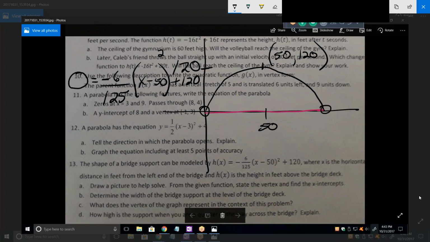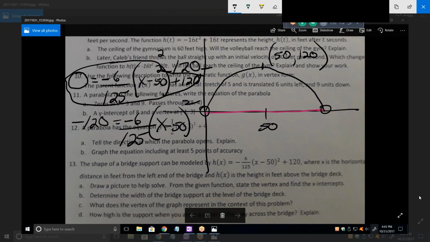Okay, so what's the first step in solving this equation? Got this equation right here, and that square is inside there. So add or subtract the 120. Keep going. Next step. All right, so then divide by -6 over 125, which is the same as multiplying by its reciprocal. Right. So I'm going to multiply everything by that, the left side by that. And when I multiply the right side by that, I get x minus 50 squared.